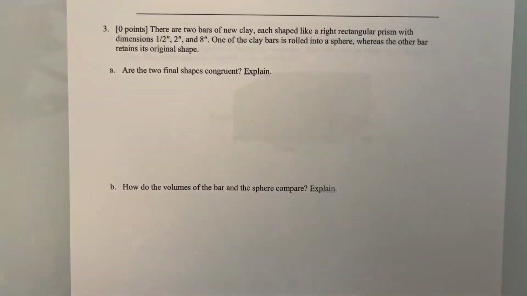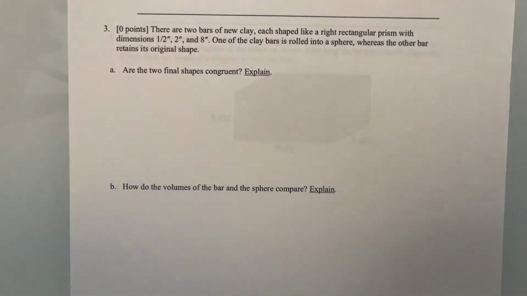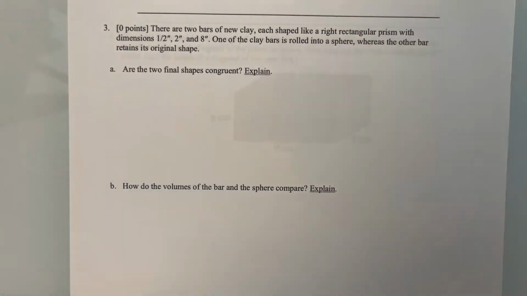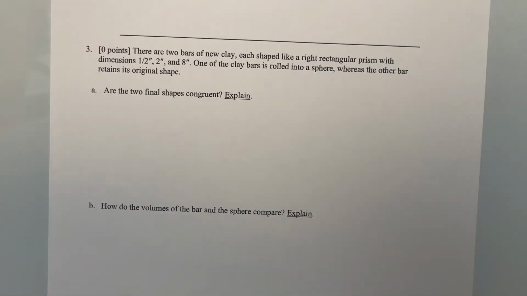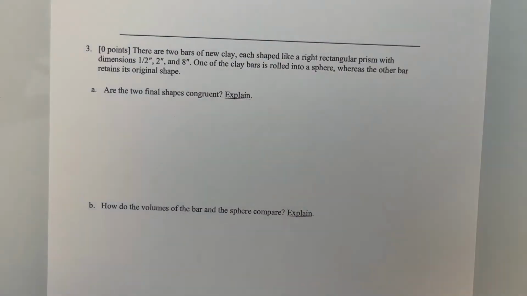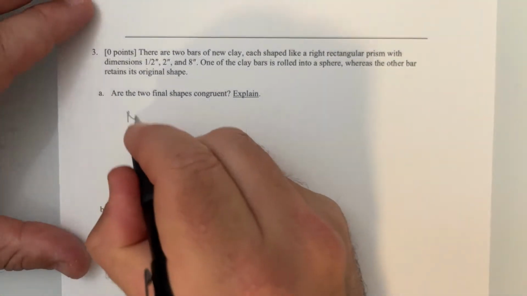So here's number 3. There are 2 bars of new clay, each shaped like a right rectangular prism. Let's get that back page out of the way. Dimensions 1/2, 2, and 8. One of the clay bars is rolled into a sphere, whereas the other retains its original shape. Are the 2 final shapes congruent? Okay. No. So, no.